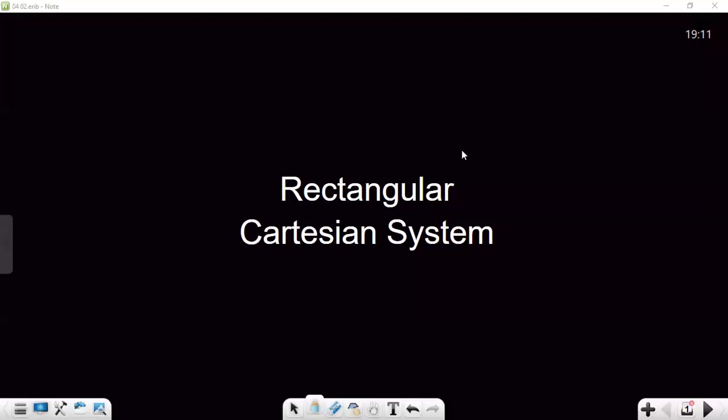Today's class, we are going to discuss the rectangular Cartesian system. Basically, we are going to discuss two-dimensional planes and how we locate any particular point on 2D planes. For doing that, first of all, we'll have to divide the plane in two halves.